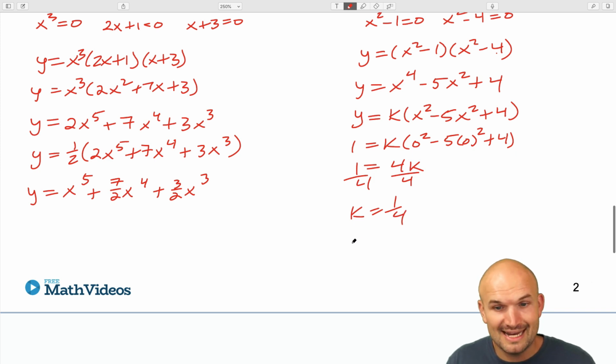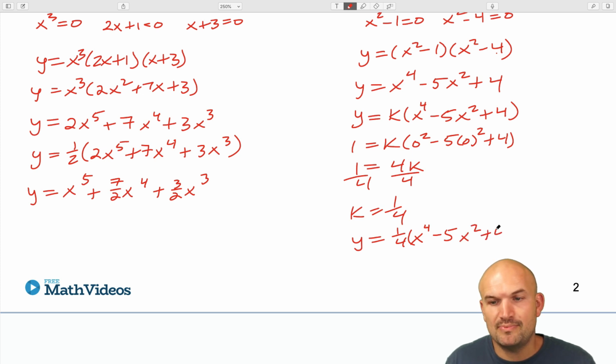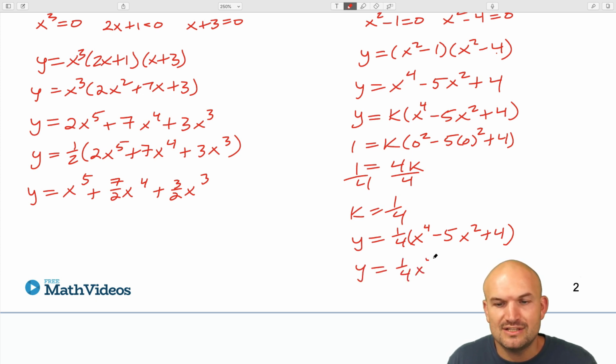So therefore, again, I have a new equation of y equals 1/4 times parentheses x to the 4th minus 5x squared plus 4. And then if you want to distribute that, because that's what your question needs, then that would be 1/4 x to the 4th minus 5/4 x squared plus 1.